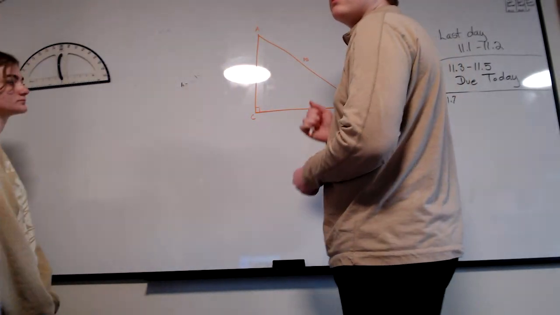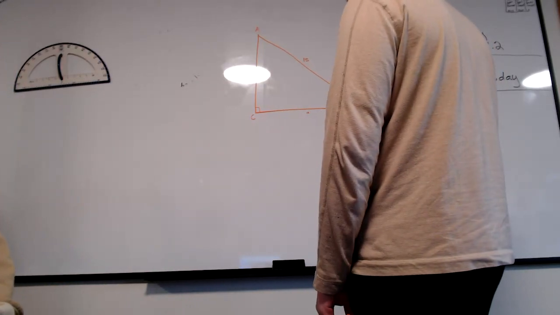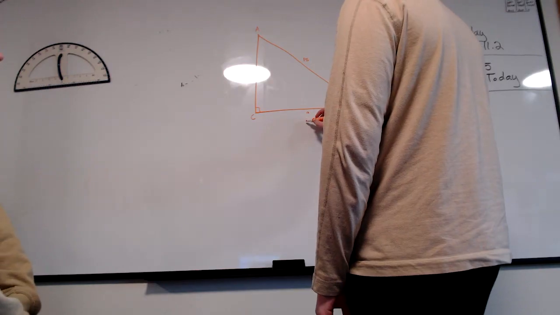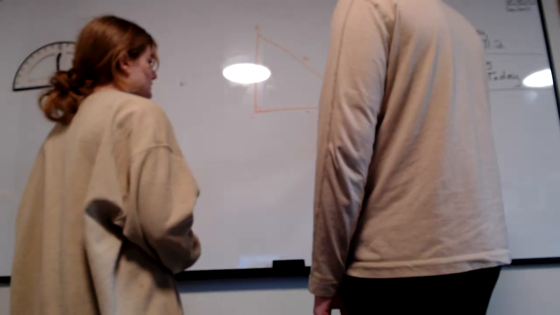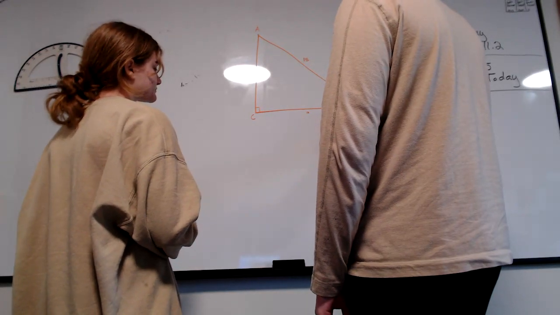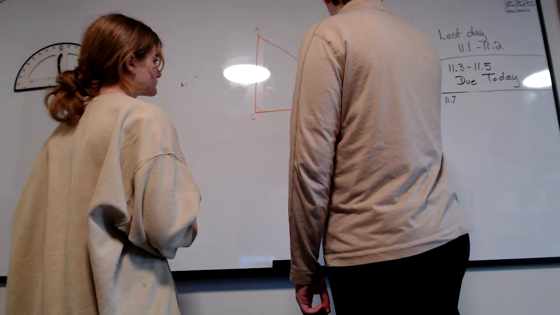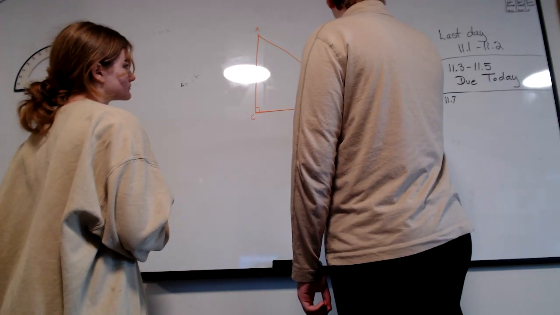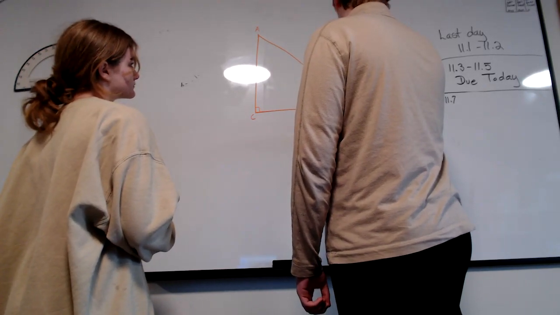Write a relationship so you can find side A. We need two sides to. No, you don't. Think back about what we've done before. This is a right triangle. You can use sine, cosine, and tangent on this. We have the hypotenuse, so what we have is the adjacent side, right?